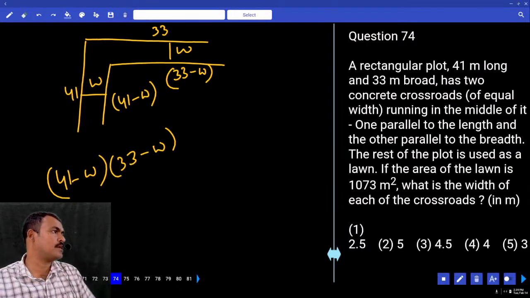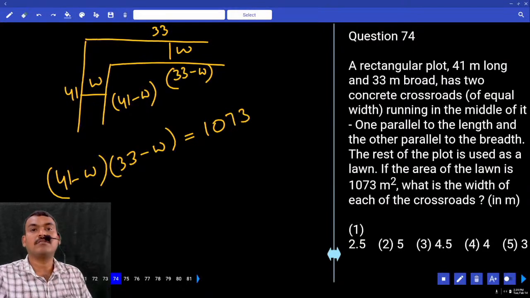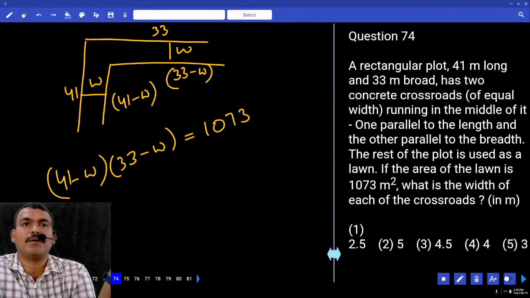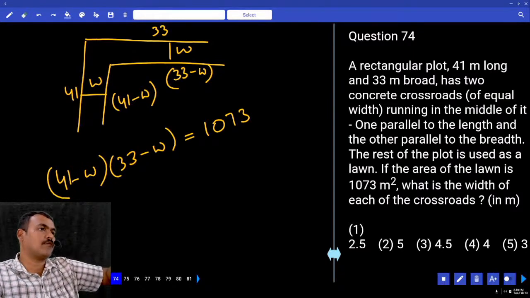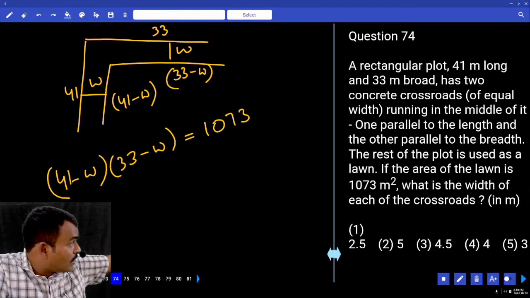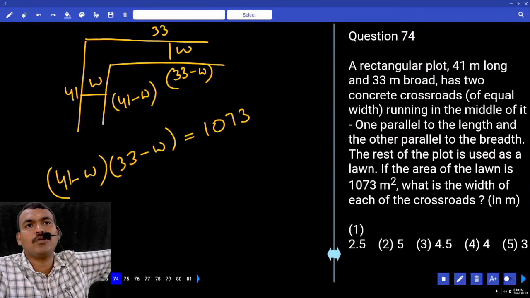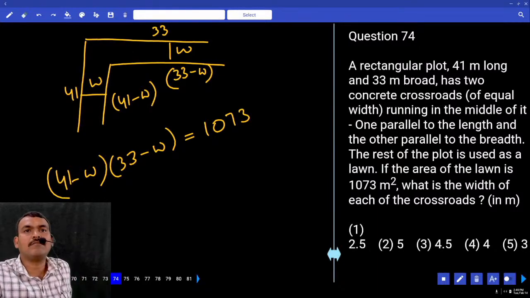Length into breadth, we get the area or not? What is the lawn area? 1073 or not? 41 minus W into 33 minus W. We get how much? 1073. Only the lawn we required. Lawn means it will be 41 minus W and 33 minus W. Length into breadth we get the area or not? Okay. Verify the options, it will be easier or not?